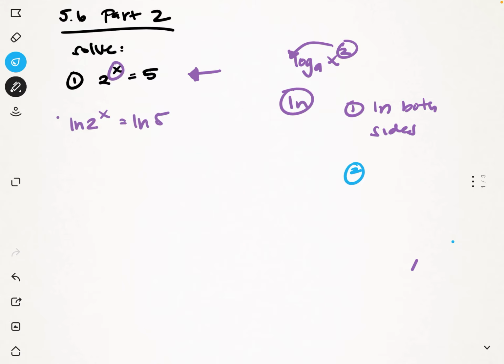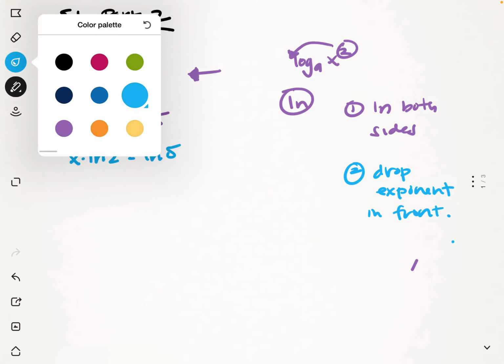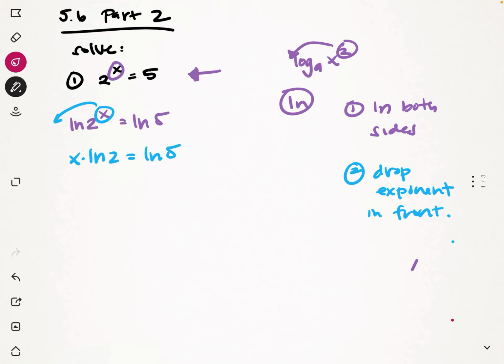Okay, step 2. We're going to apply the property, right? We take any exponents we have and drop them down in front. So we have x times ln 2 equals ln 5. Okay, and then the last step here is we're going to solve. So we want the x to be by itself. This is a multiplication, so we're just going to divide by ln 2.